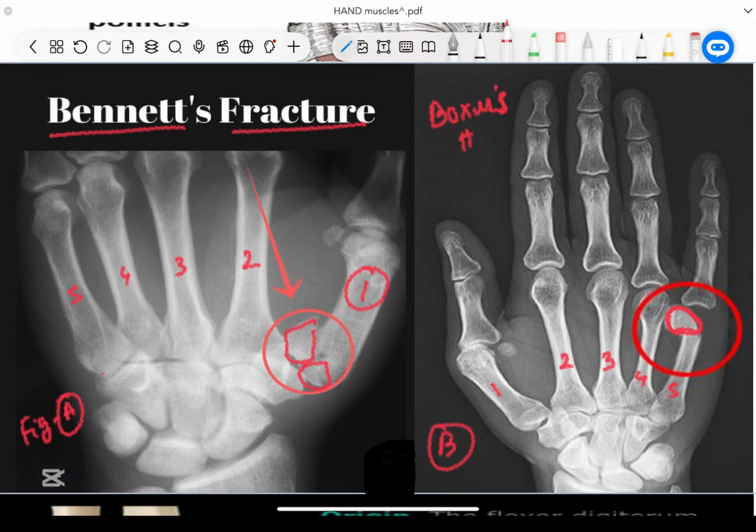Now, though it is not related to fractures, just see the first metacarpal: as I said, there are sesamoid bones. In figure B you can also see sesamoid bones on the flexor aspect. Here also in figure A you can see a small sesamoid bone related to the distal end of the first metacarpal. So, that is all about the osteology-related information of the articulated skeleton of the hand.